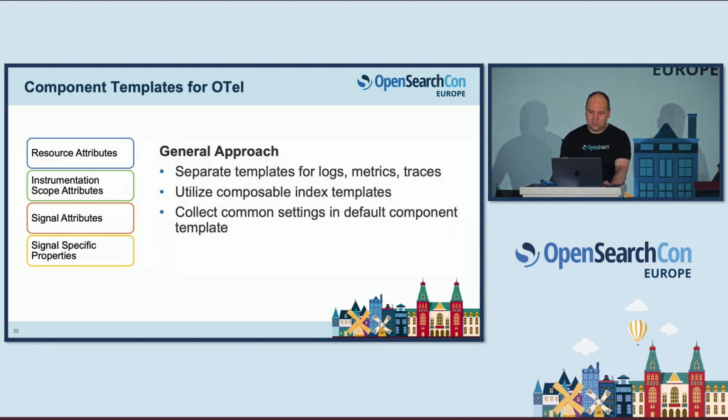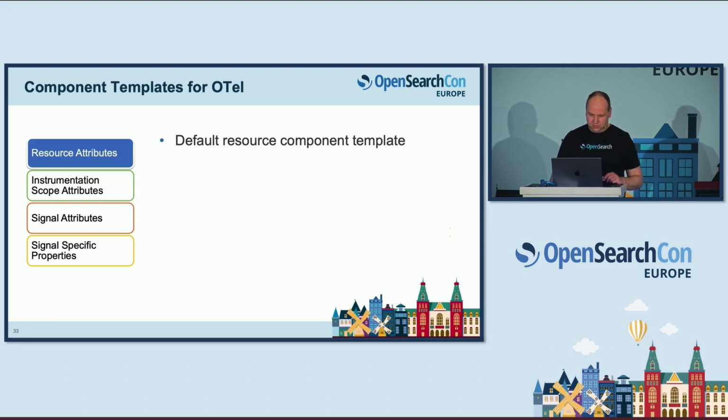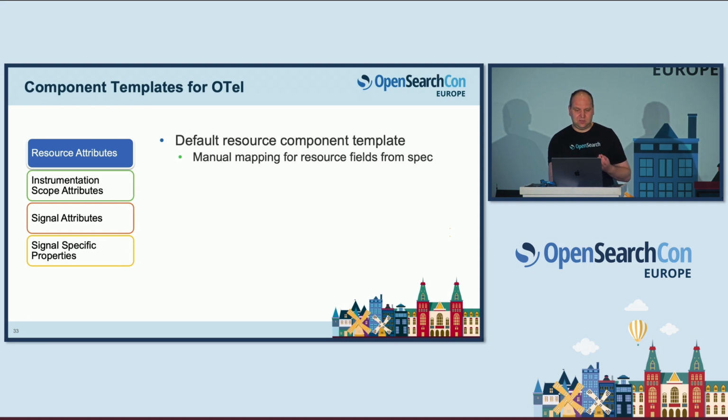Good. So the general approach now is, we need separate templates for metrics, traces, and logs because they have specific fields. But when we utilize component templates, we can collect common signals and attributes into these component templates. And this is what I want to show here. For the resource attributes, we define a default resource component template, catching all of that we did not specify more closely. That means we have a manual mapping for resource fields from the spec.